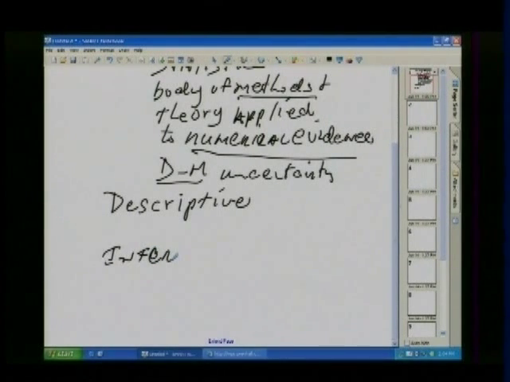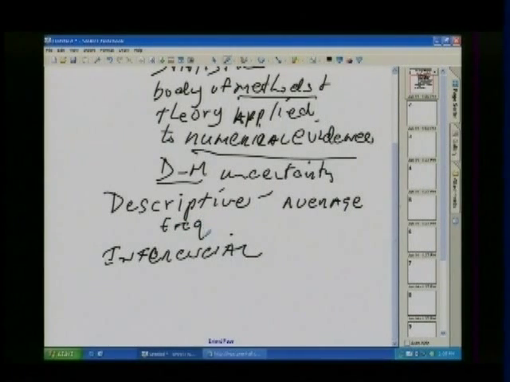Descriptive statistics, as the name implies, describes usually a sample. An average might be an example of a descriptive statistic, or maybe just a frequency: how many times does this particular value occur? All we're trying to do there is describe a set of data that we have. However, that's not primarily what we'll be doing this semester.